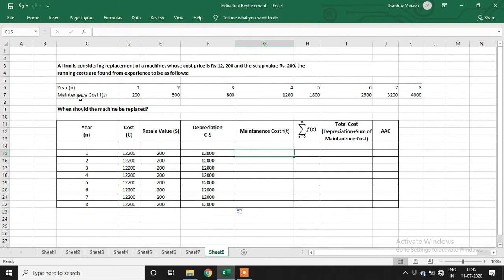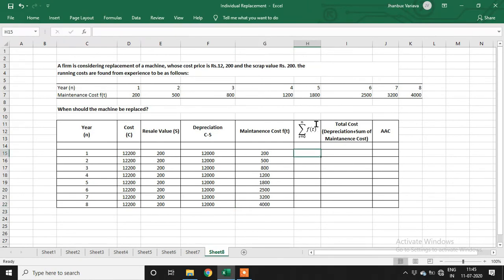Now for the maintenance cost, year wise maintenance cost is given to us. So let's write it down. For the first year the maintenance cost is 200. For the second year it is 500. For the third year it is 800. For the fourth year it is 1200. For the fifth year it is 1800. For the sixth year it is 2500. For the seventh year it is 3200. And for the eighth year it is 4000. Okay, so this is the maintenance cost.